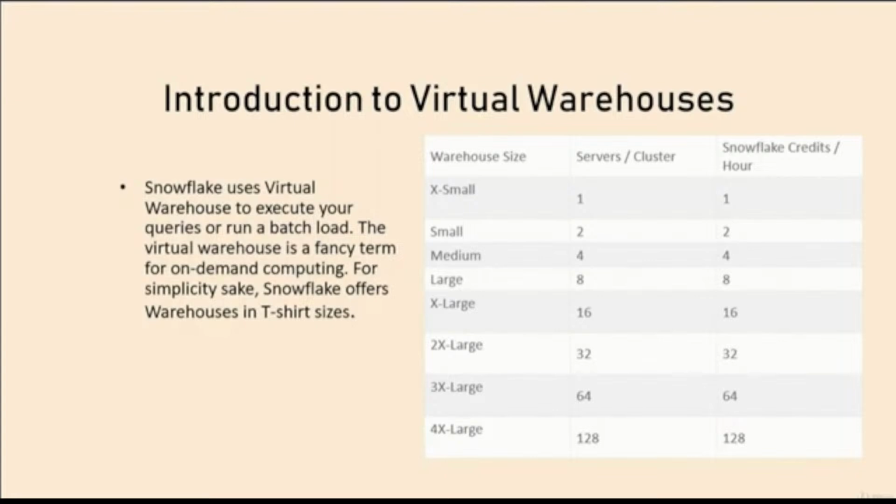For simplicity's sake, Snowflake offers warehouses in t-shirt sizes. We have warehouse sizes from extra small to 4X large. An extra small warehouse has one server, and it will exhaust one compute credit per hour, whereas a 4X large warehouse has 128 servers in the cluster, and it will exhaust 128 credits per hour.